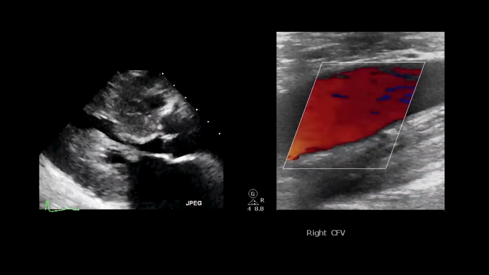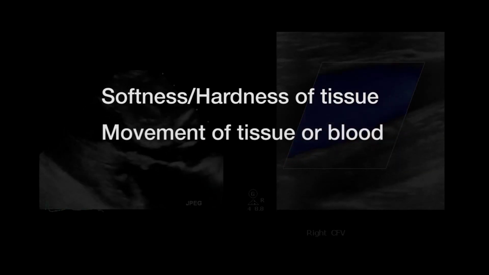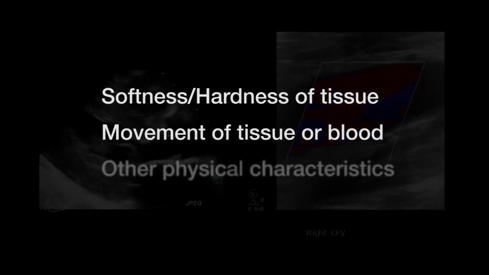In addition to showing anatomic structures, functional ultrasound shows color image maps that can indicate the softness or hardness of specific tissues, movement and velocity of tissue or blood, and other physical characteristics. One type of functional ultrasound is Doppler ultrasound.